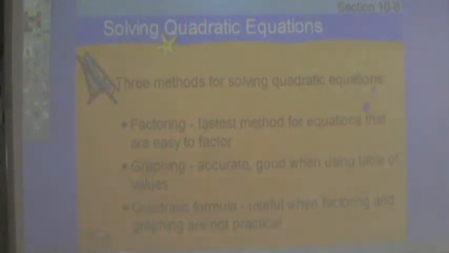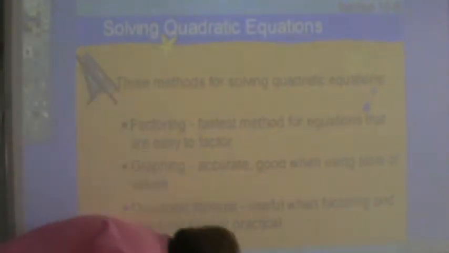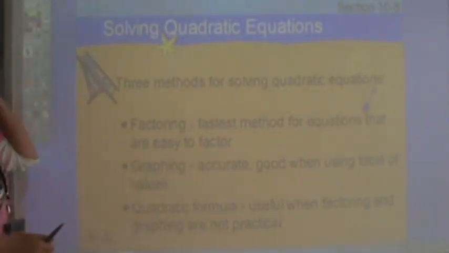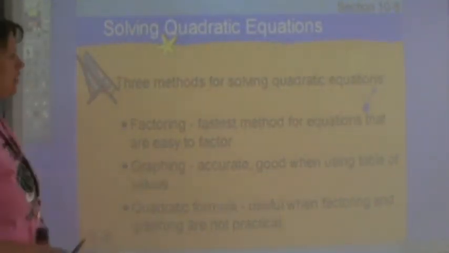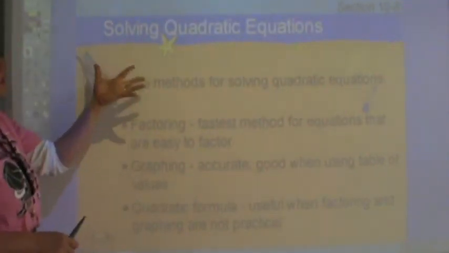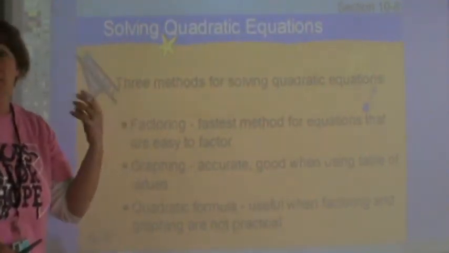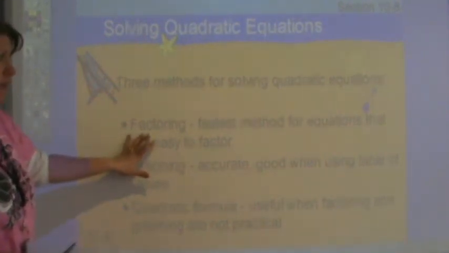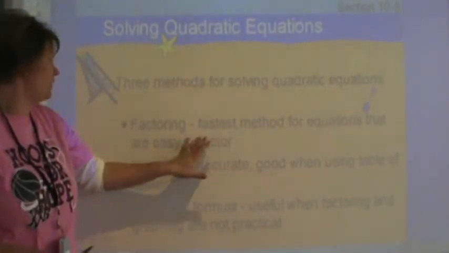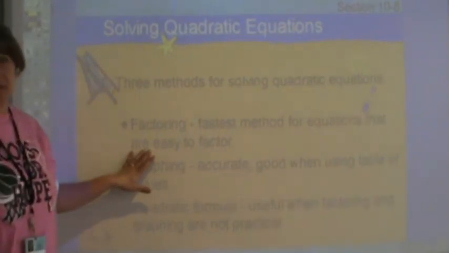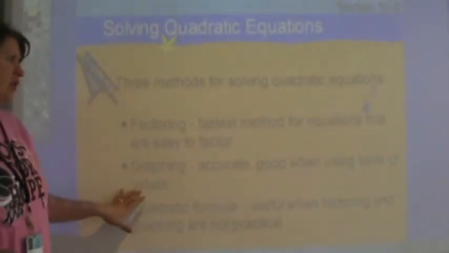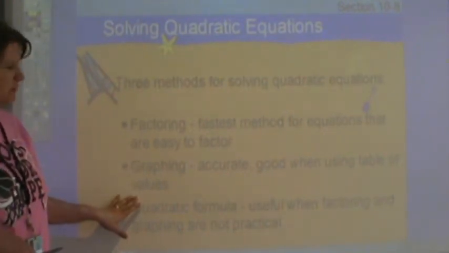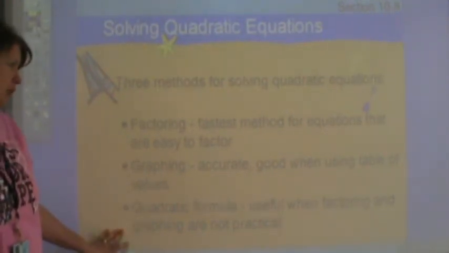Okay, we're looking at the quadratic equation. Basically, what we have is three methods for solving quadratic equations. So far, quadratic equations are just like your ax squared plus bx plus c, which we've been talking about. We can either factor them, which is the fastest method for ones that are easy to factor. We can graph them, which is accurate and good when using a table of values. Or we can do the quadratic formula.